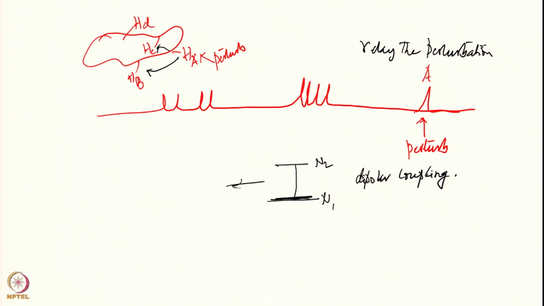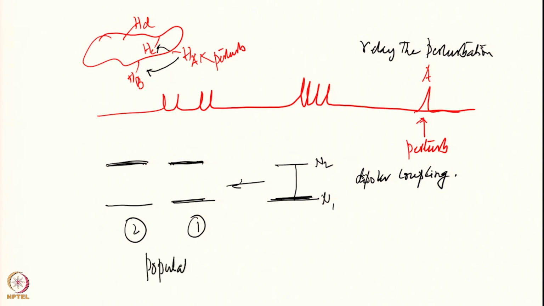When I perturb it here, I may make both of them equal. This is one perturbation. Or I can make this one here and this one down there, number 1, number 2. So both kinds of perturbations are possible. Essentially what we are doing is that both contribute to changes in the populations of the states.